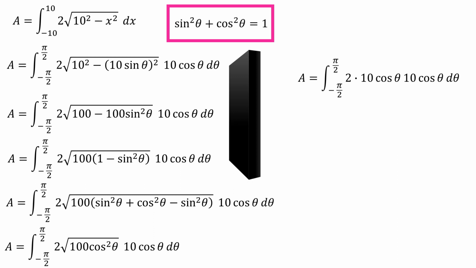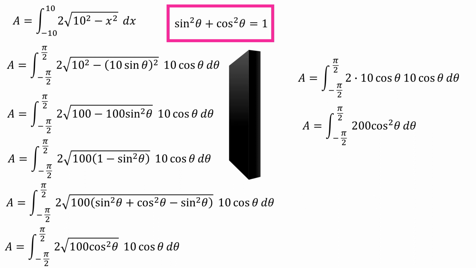Square root of 100 is just 10. Square root of cosine squared theta is just cosine of theta. And then if we simplify that, 2 times 10 will get us a 200. Cosine theta times cosine theta gives us cosine squared theta.